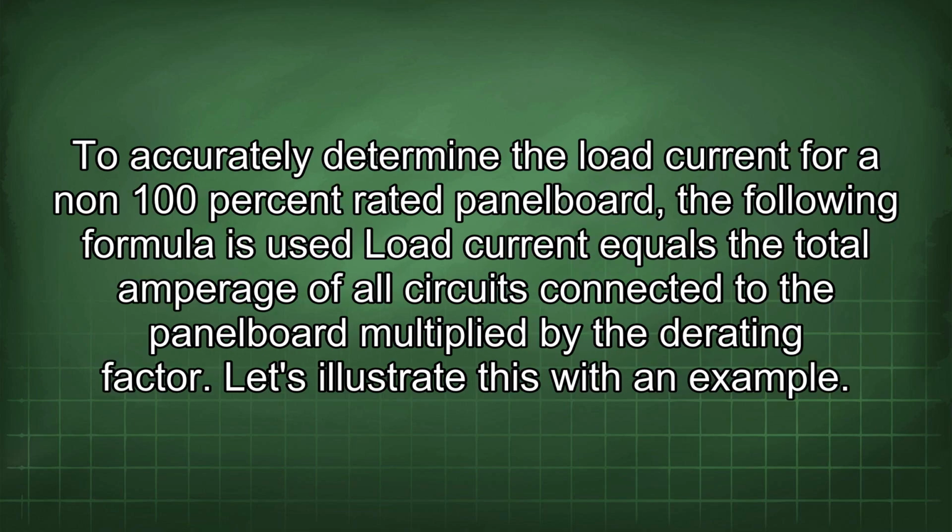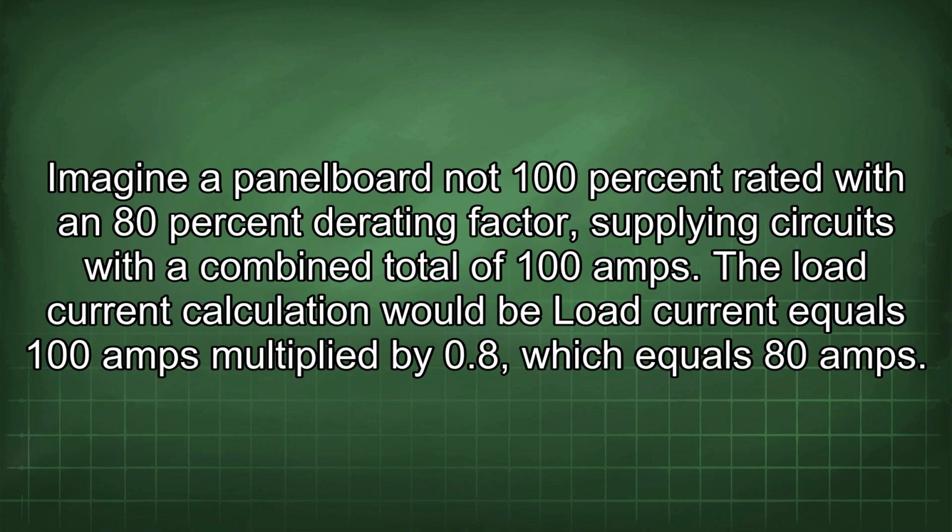The calculation of load current for non-100% rated panel boards varies slightly from that of 100% rated panel boards. To accurately determine the load current for a non-100% rated panel board, the following formula is used: load current equals the total amperage of all circuits connected to the panel board multiplied by the derating factor. Let's illustrate this with an example. Imagine a panel board not 100% rated with an 80% derating factor, supplying circuits with a combined total of 100 amps. The load current calculation would be load current equals 100 amps multiplied by 0.8, which equals 80 amps.